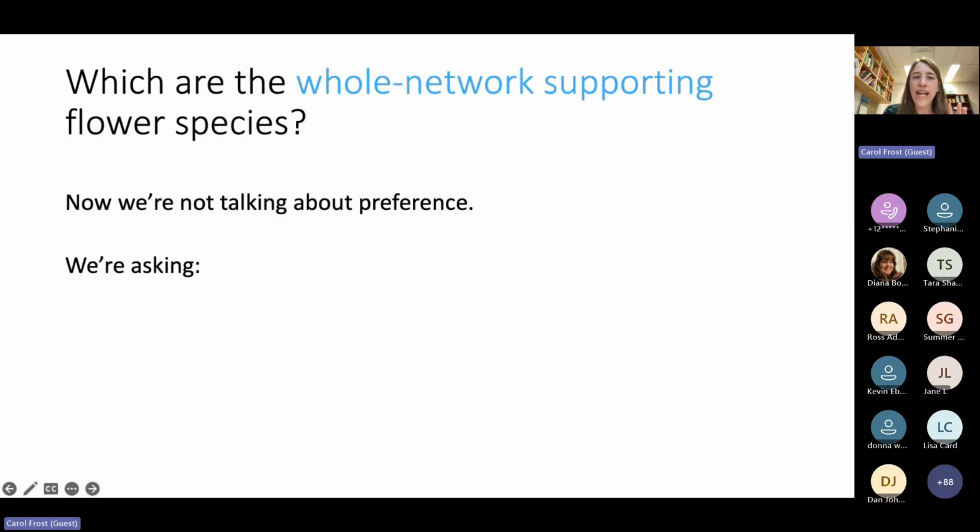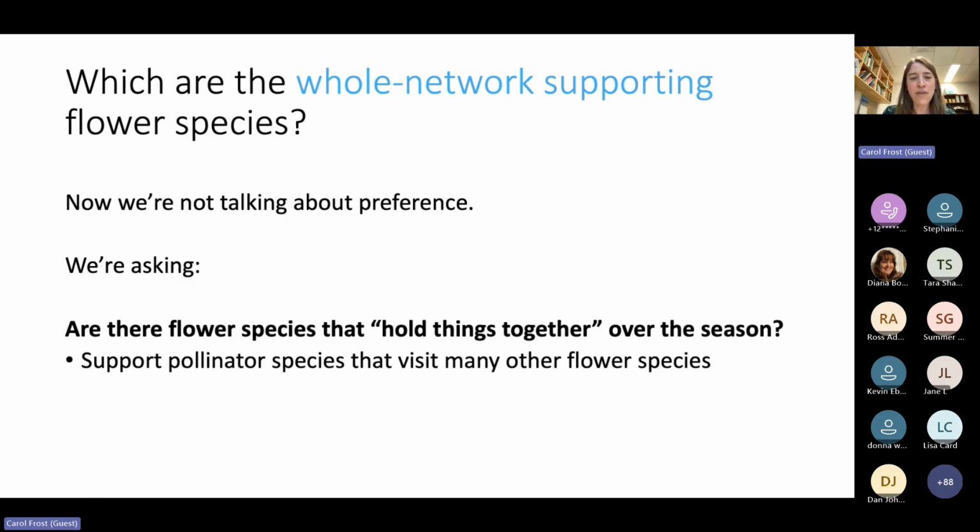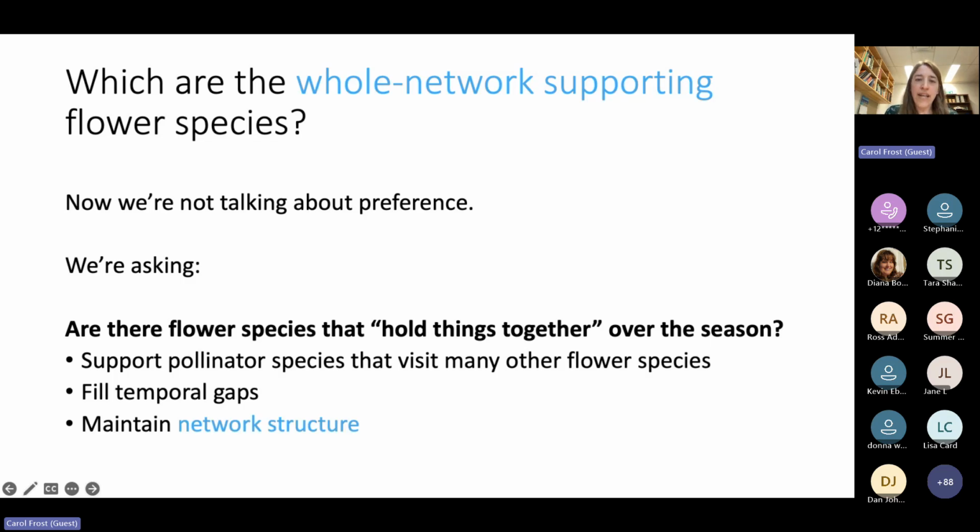So we can ask, which are the whole network supporting flower species? So now we're not talking about preference. We're asking, are there flower species that hold things together over the season? So what I mean by that is, are there flower species that support pollinator species that visit many other flower species? So that flower species will support pollinators that then pollinate a lot of other flower species. And then another way in which a flower species could hold the network together is to fill temporal gaps. And so this in general would maintain the network structure.